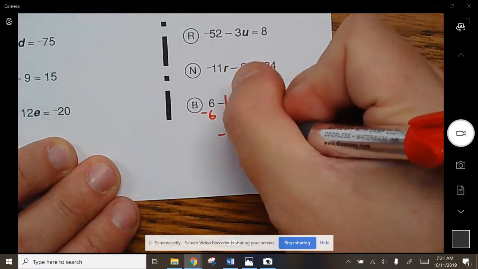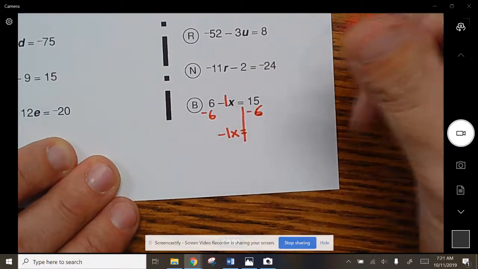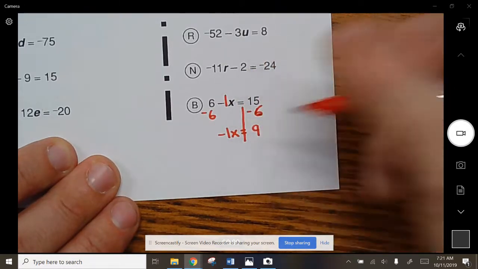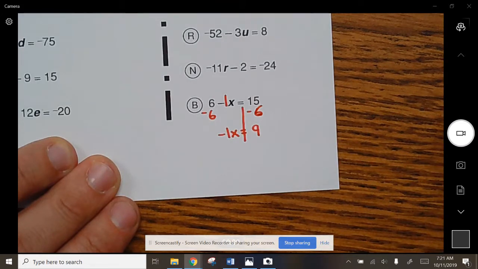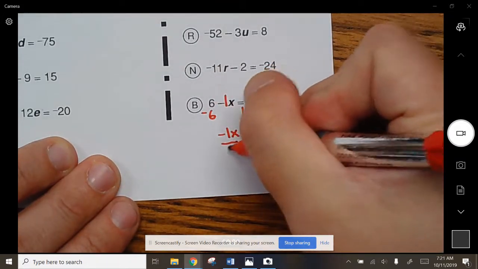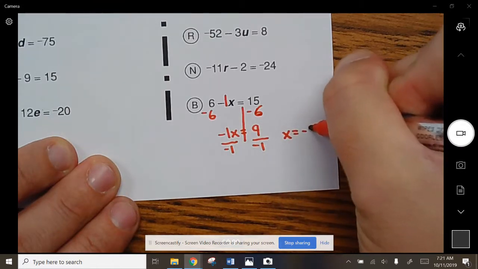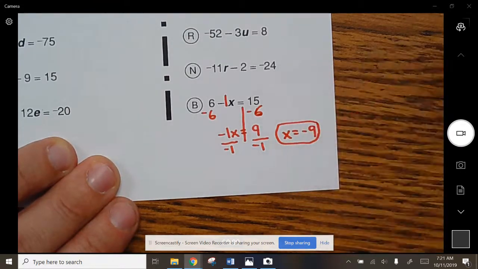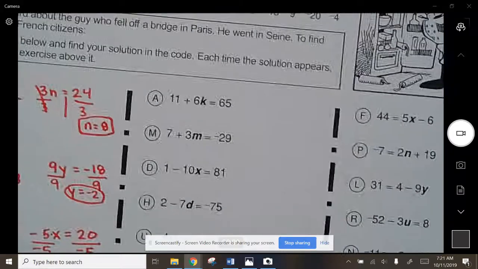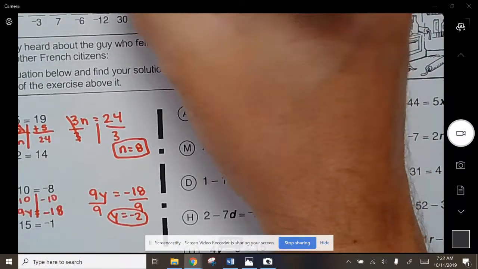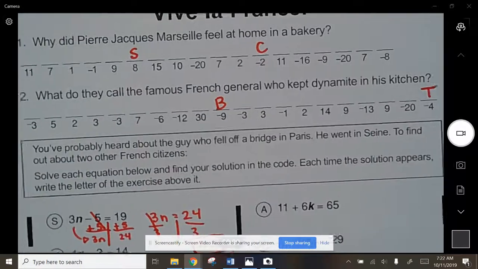And then you have -1x equals +9. 15 minus 6 is 9. Then you're going to divide by -1. And x is going to equal -9. -9 up here, letter B. -9, letter B, goes right up there. All right?